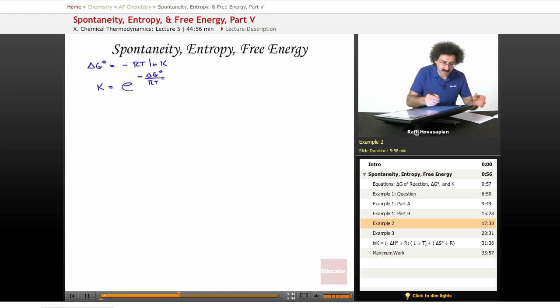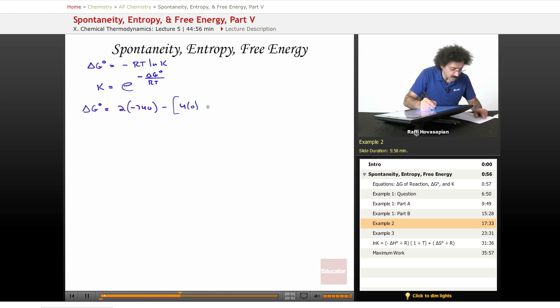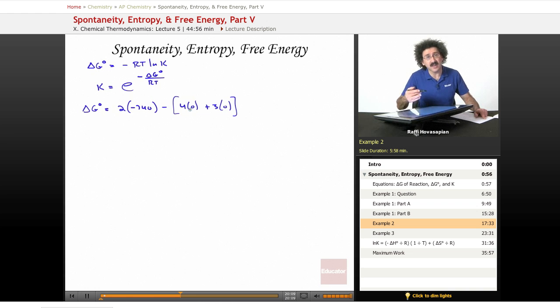Okay, so let's find our delta G. Well, our standard free energy change equals products minus reactants. So you're going to end up with 2 times negative 740 minus 4 times 0 plus 3 times 0. Oxygen gas is an element, the free energy is 0. Iron metal, anything in its elemental form, free energy is 0. So that doesn't count. So the delta G ends up being minus 1480 kilojoules, right? 2 moles times negative 740 kilojoules per mole.